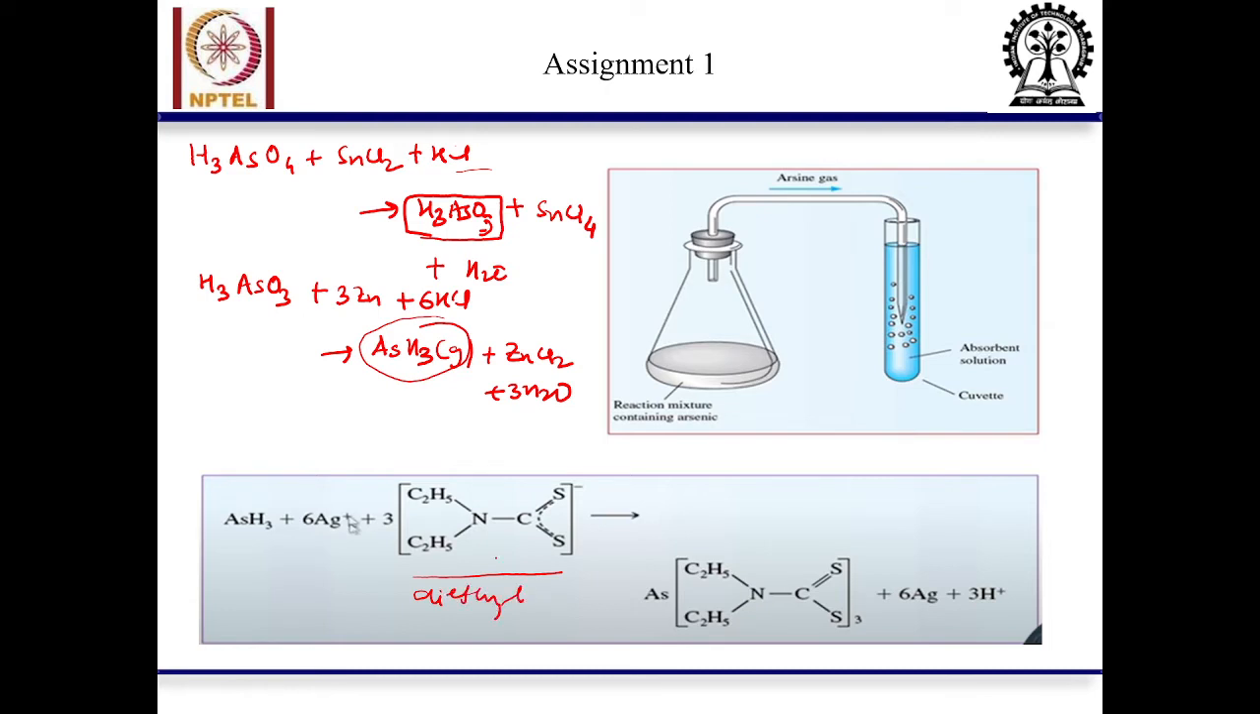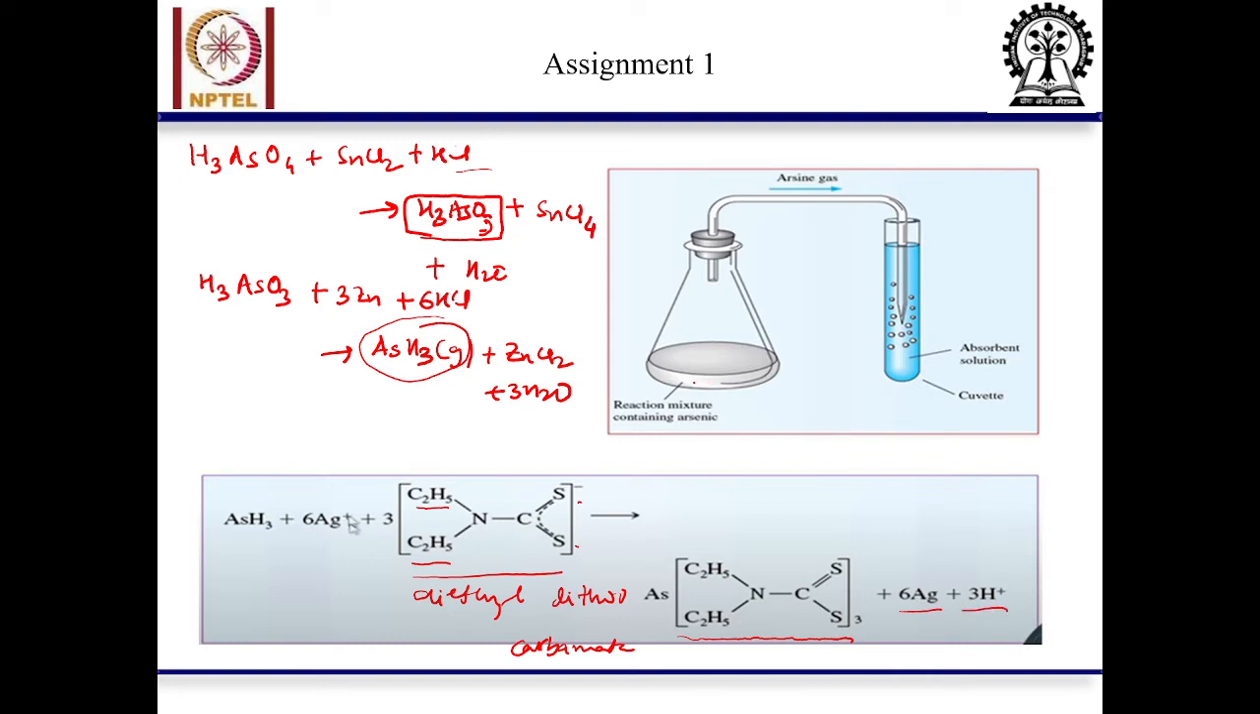diethyl dithio, because there are two sulfur, carbamate. So this is the chelating complex. Here this arsine will basically form a stable complex, and 6 Ag will reduce to Ag and 3H plus.